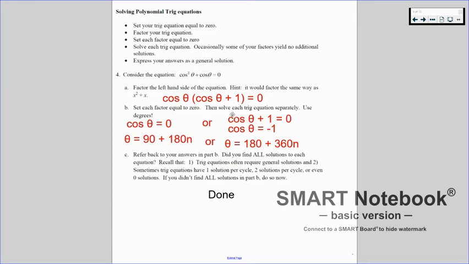And then for the other factor, cosine theta plus 1 equals 0. So I solve that, subtract 1 from both sides, and where is the x value equal to negative 1? That's at 180 degrees, but I could go around the circle multiple times. So we have two general solutions, one for each of the factors. And I got them all, so on part C, we're good.